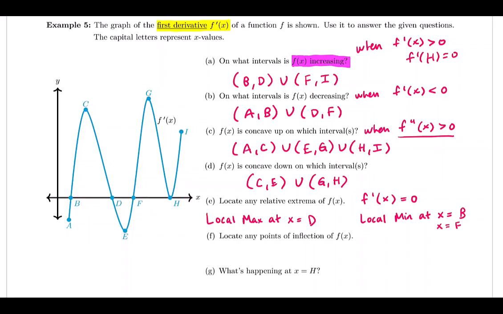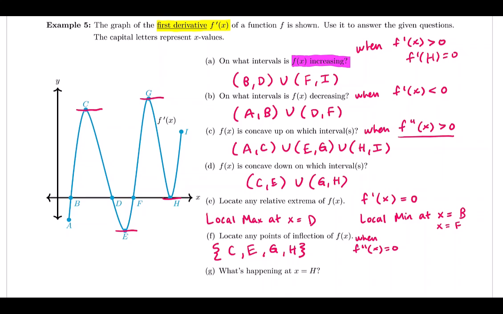Part F says locate any points of inflection of f of x, and that's going to occur when f double prime of x is equal to 0. And that means that on this graph, I need to find the locations where there are horizontal tangent lines. So that's happening at C, G, E, and H. And I'm going to write this in set notation instead of writing x equals for all of them. So I'm going to use this curly bracket, C, E, G, and H.